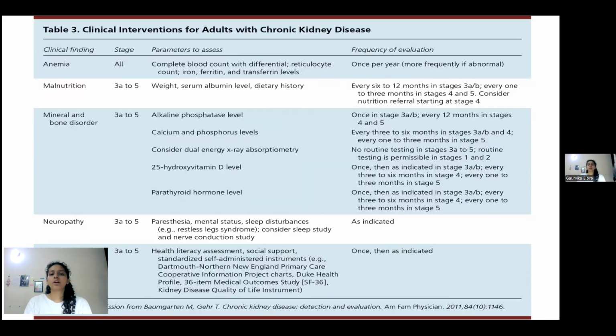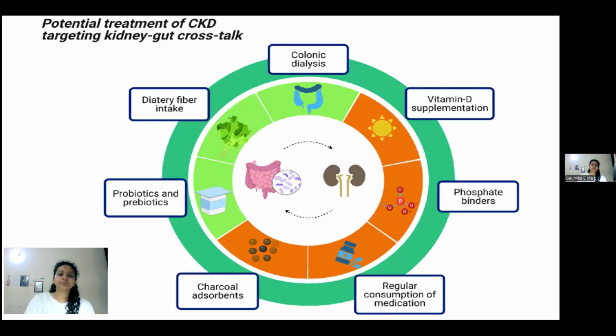Clinical evaluation for adults with chronic kidney disease: anemia is checked, malnutrition, mineral and bone disorder, alkaline phosphatase levels, calcium and phosphorus levels, and parathyroid hormone levels, neuropathy for paresthesia, mental status, sleep disturbances, sleep studies are done, and reduced level of functioning and well-being is checked.